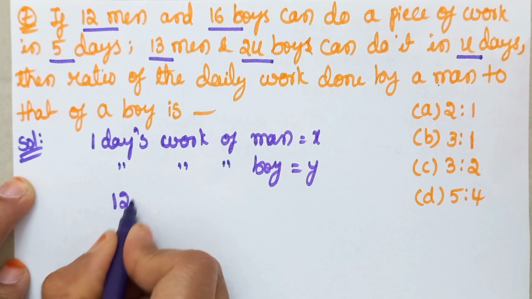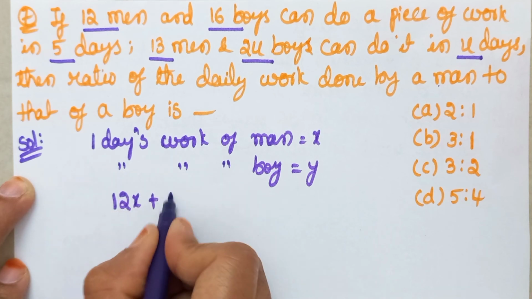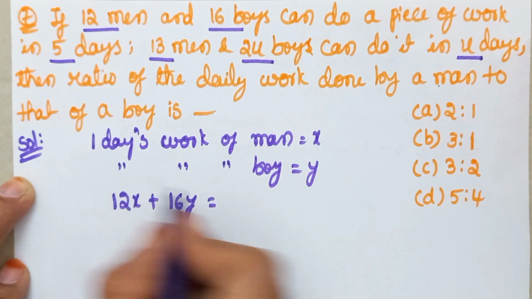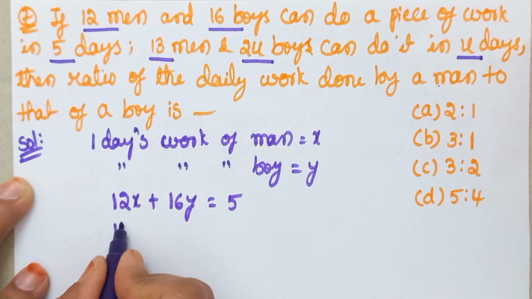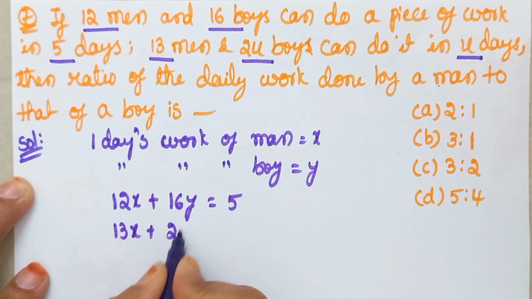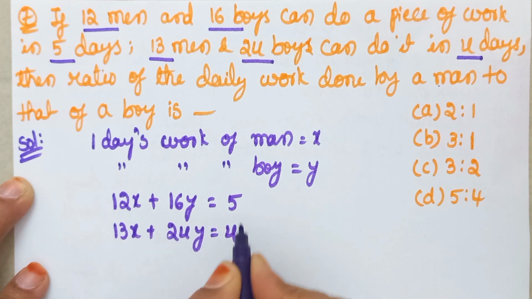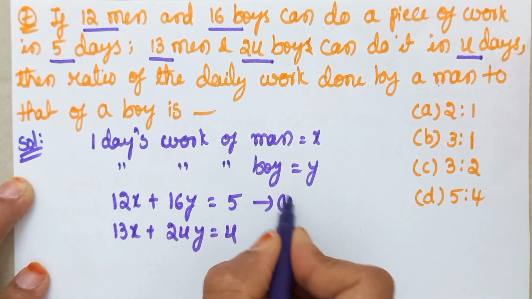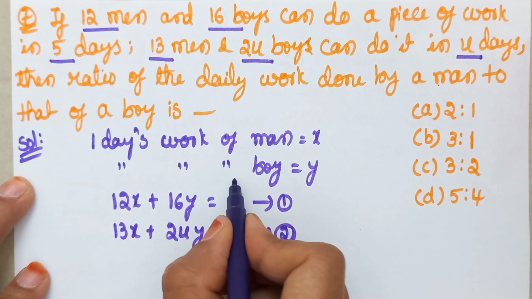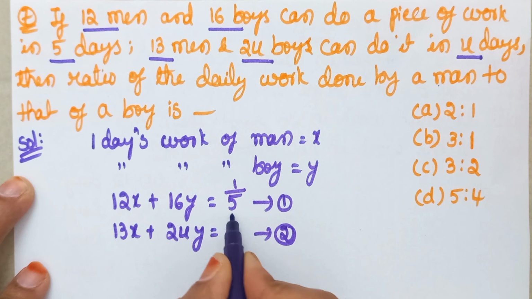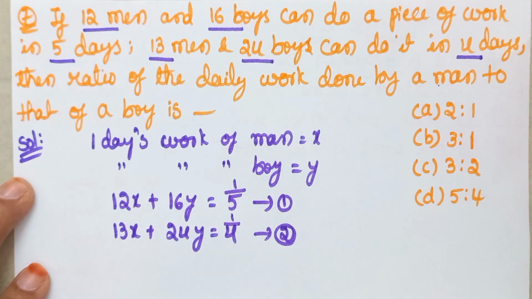So 12 men means 12x plus 16 boys means 16y can do a piece of work in 5 days. So 12x plus 16y is equal to 5. Similarly, 13x plus 24y is equal to 4 days from the given statements. So let us take this as equation number 1 and this as equation number 2. This is 1 day's work, so we have to write 1 by 5 and 1 by 4 respectively. So here we should not get confused. This is very important.